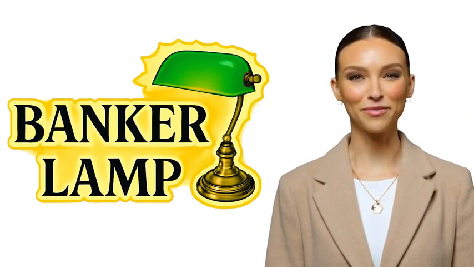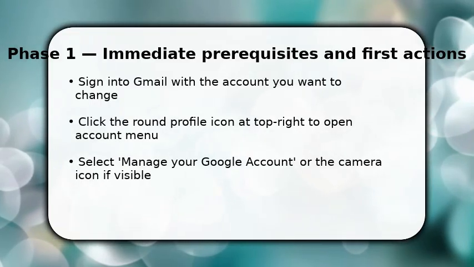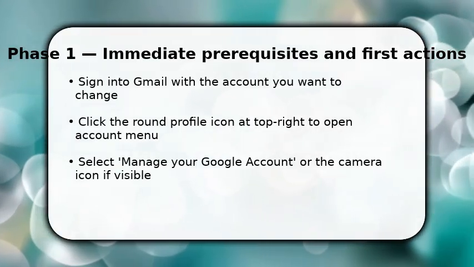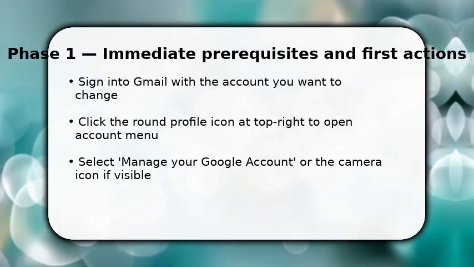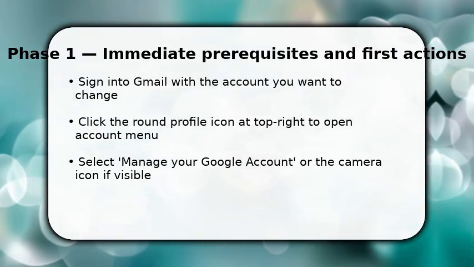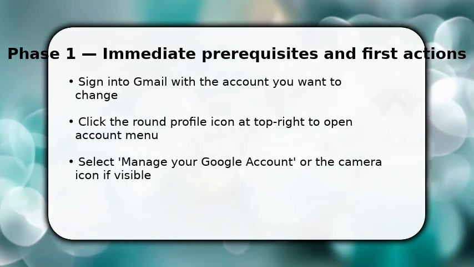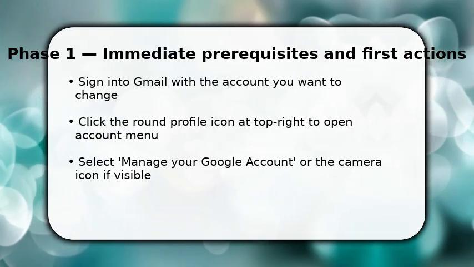Please enjoy the video. You're signed in. Let's change your picture now. Click the circular profile icon at the top right of Gmail and open your Google account. Once the account page appears, choose the Personal Info tab, this group's name and photo controls. If you see a small camera overlay on the avatar, click it.